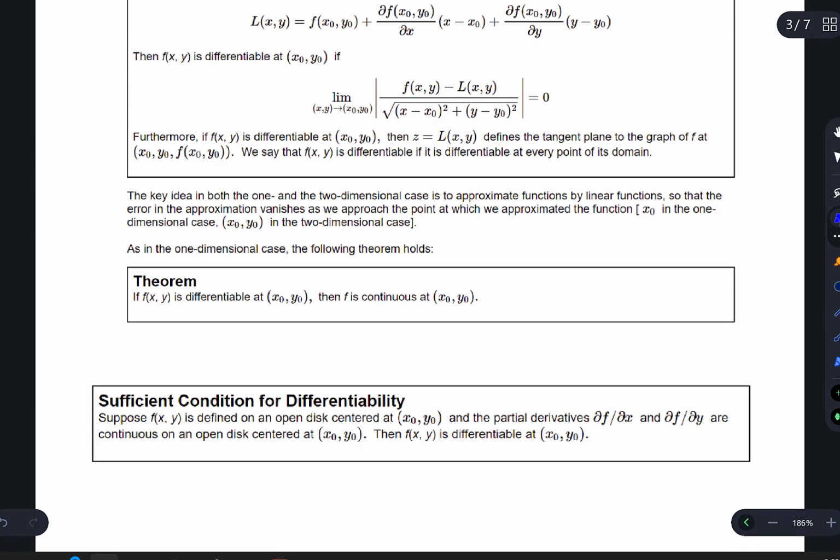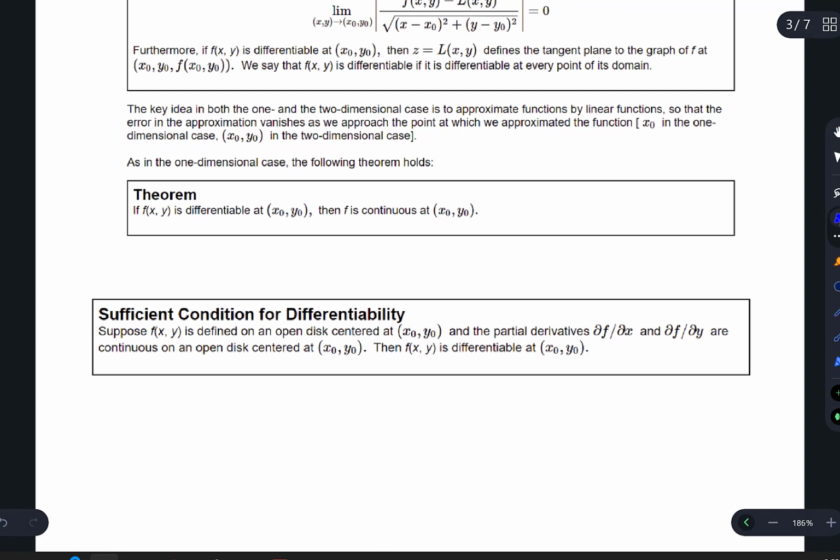And so as in the one-dimensional case, we have the following theorem: if f of x y is differentiable at a point, then it is going to be continuous at that point. But remember that the reverse may not hold. Just because a function is continuous doesn't necessarily mean that it's differentiable. Now we do have a sufficient condition for differentiability which states the following. Suppose that f of x y is defined on an open disk centered at x naught y naught, and the partial derivatives exist and are continuous on that open disk, then f of x y is differentiable.